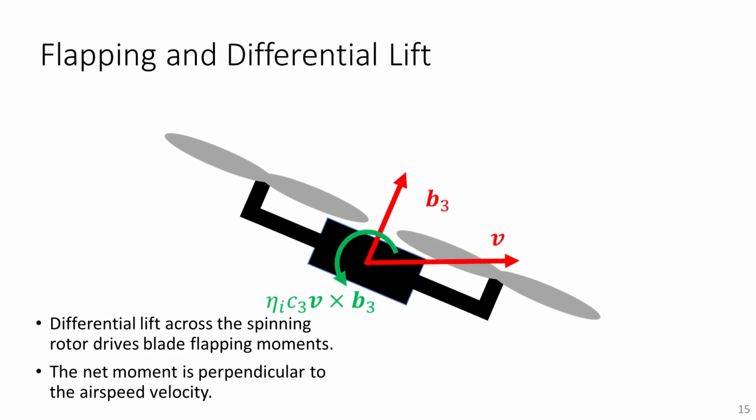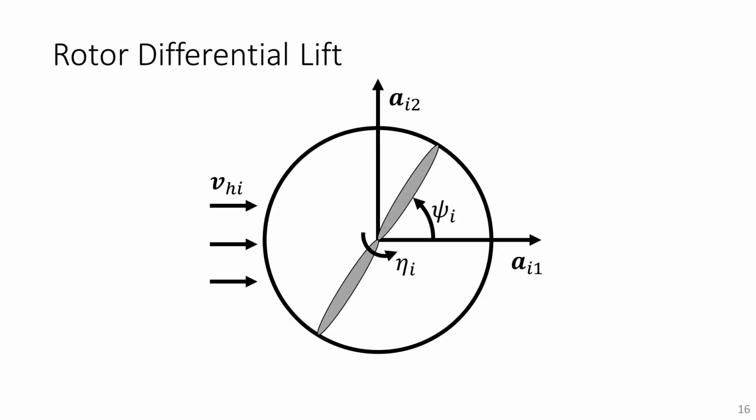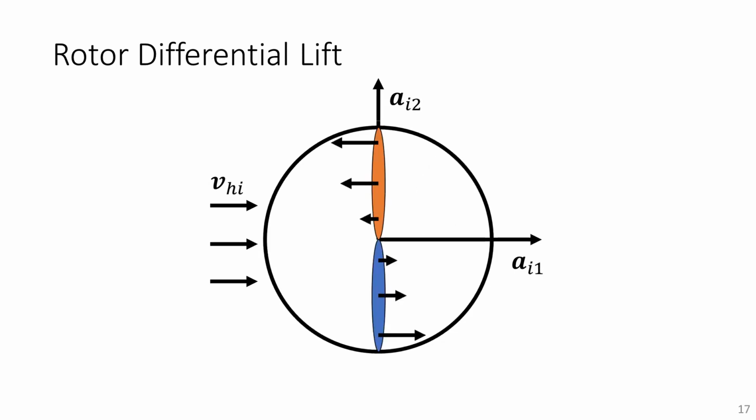In contrast, the net moment from flapping and differential lift is a function of the translational speed and is directed perpendicular to the airspeed velocity. The origins of this moment are a bit more subtle and often neglected, but it is important for obtaining good inertia and velocity estimates. As a single rotor rotates in edgewise flow, the blades experience increased lift while advancing against the flow, and reduced lift when retreating with the flow.